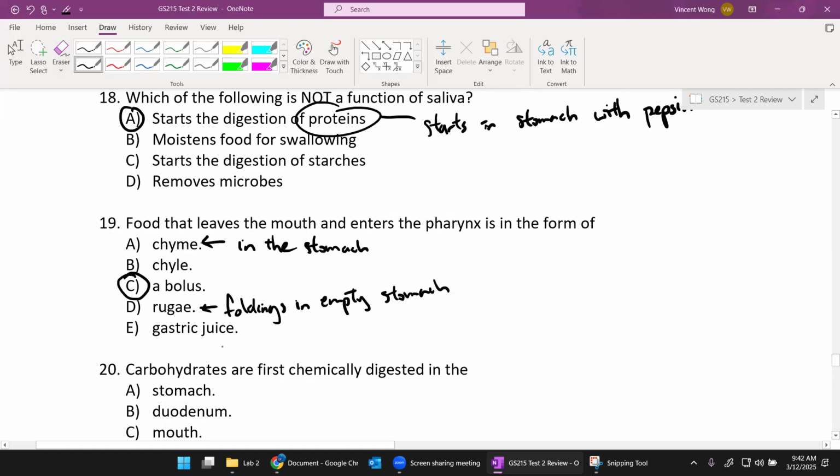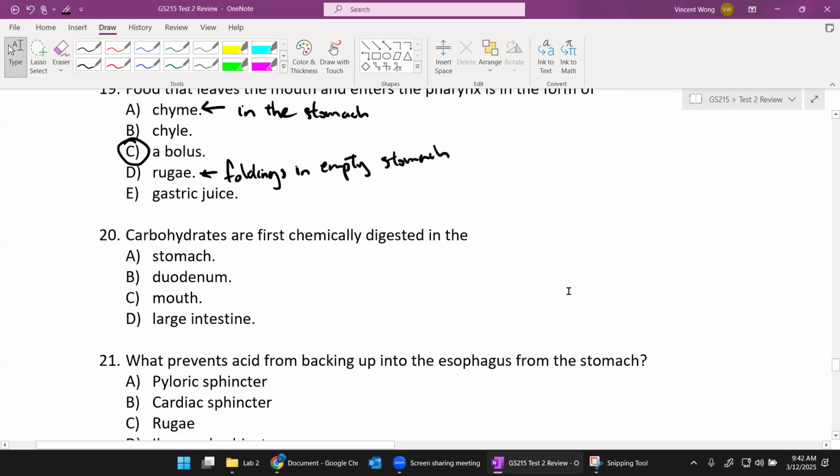Gastric juices contain various stuff, HCl, pepsin, and intrinsic factor, right? Carbohydrates are first chemically digested in the mouth by amylase. This is salivary amylase. You also have pancreatic amylase.